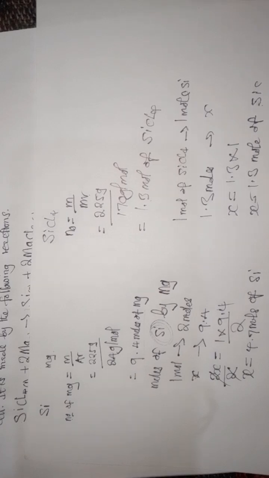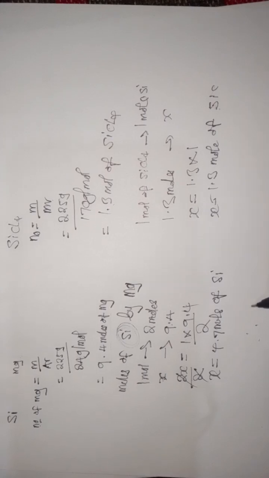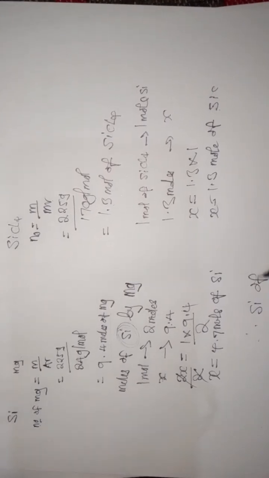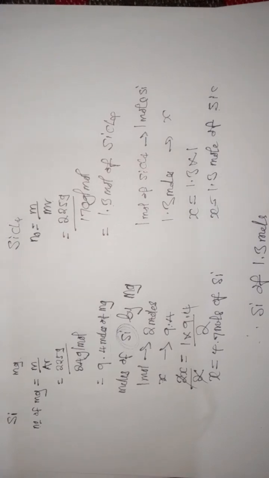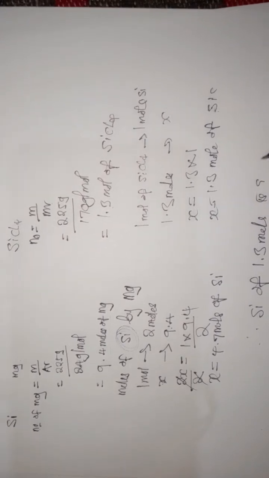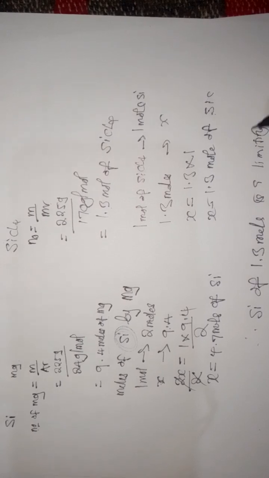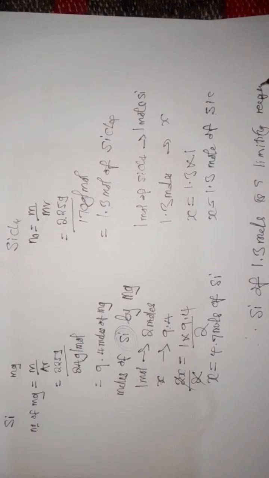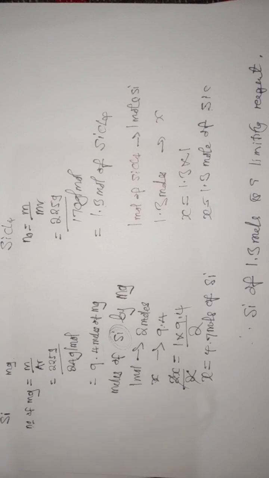Therefore, we can say in our reaction, silicon of 1.3 moles is the limiting reagent. So this is what you need to do. No wonder they are saying 7 marks. There is a lot of work to do there.